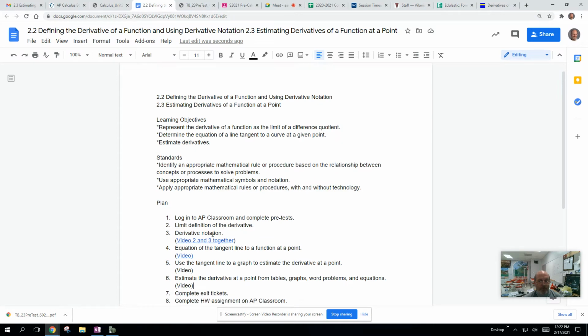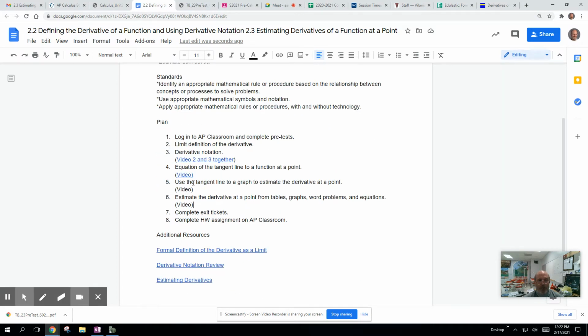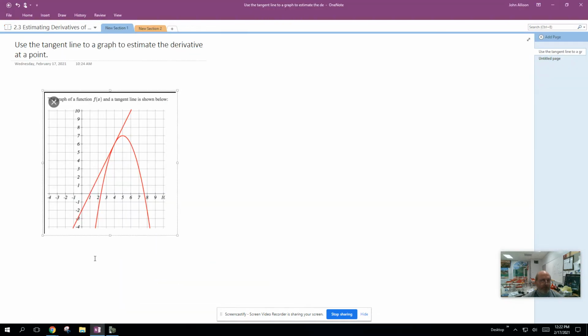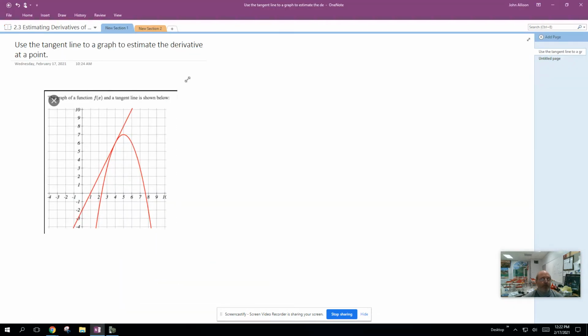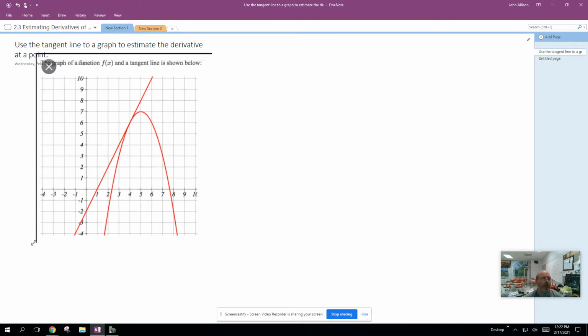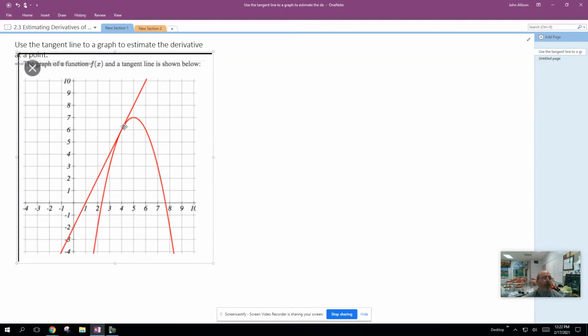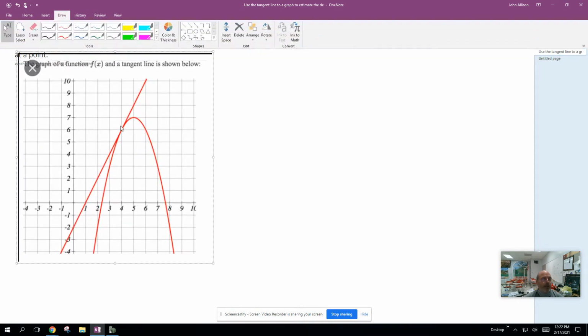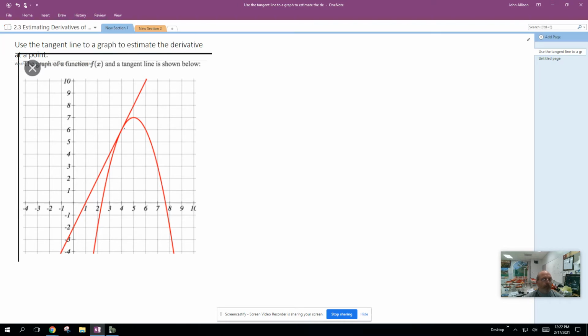So, first we're going to start by looking at a graph and how we can use a tangent line to estimate the derivative at a point. When we look at this function, we have a function graphed, f of x, and it says the tangent line is shown below. It appears that the point of tangency is the point (4, 6), and it also appears that there's another point (2, 2) on the graph of that tangent line.